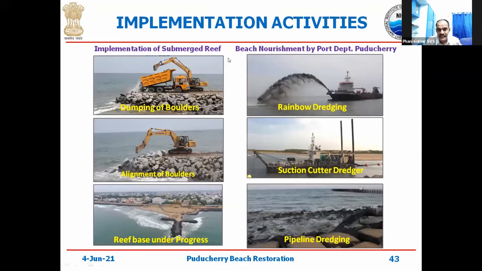These are various stages of the execution, and in the middle of the project, the Puducherry government had to do the dredging of the harbor. They used a rainbow dredger. These are the figures of that rainbow dredger. We made them pour the dredged sand in the region between the harbor and the northern submerged breakwater. Next slide, please.